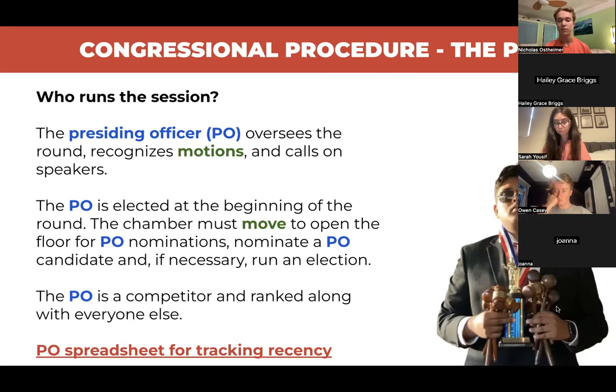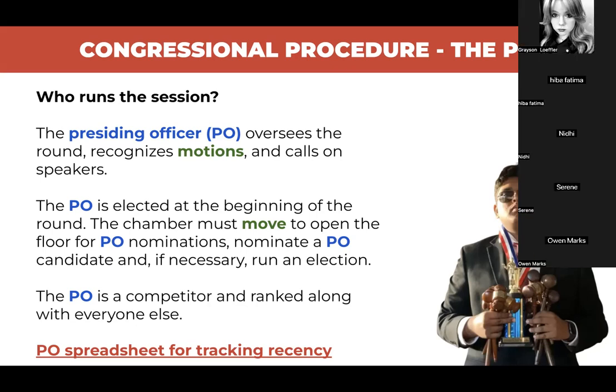And at the bottom, we have hyperlinked a spreadsheet, which is used to track recency. Part of a presiding officer's job is to make sure everyone gets a fair chance to speak, which means that they have to track who has spoken, how many times, how recently, and we have a handy PO sheet provided for you to use specifically for that purpose.